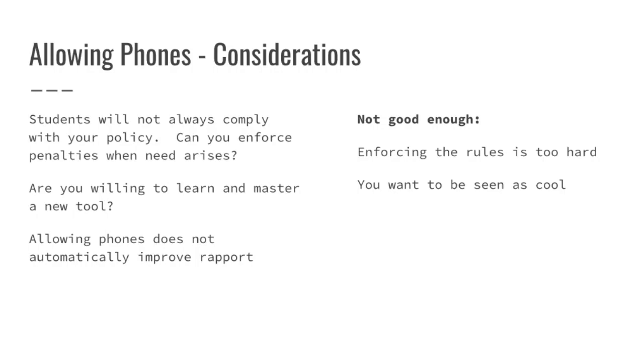Don't just allow phones because enforcing a ban is too hard. Allowing phones does not absolve you of responsibility. You will still need to demonstrate and encourage proper use, and you need to be able to enforce the penalties you assign to misuse. If your policy is flawed, change it, but you must take responsibility for your policy and enforce it. Allowing cell phones will not automatically or instantly improve rapport.